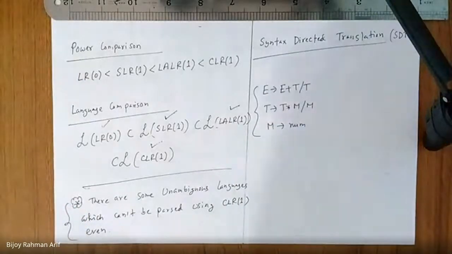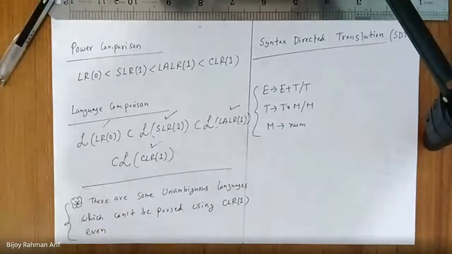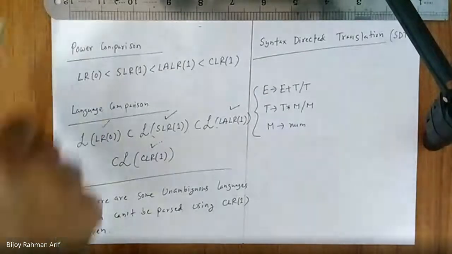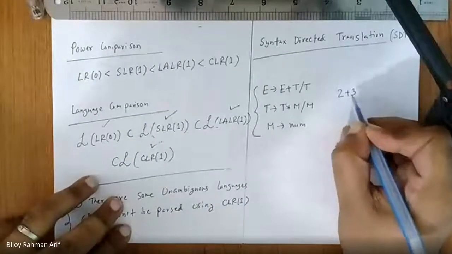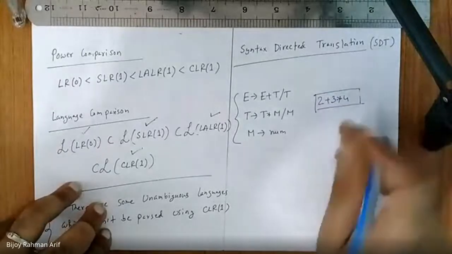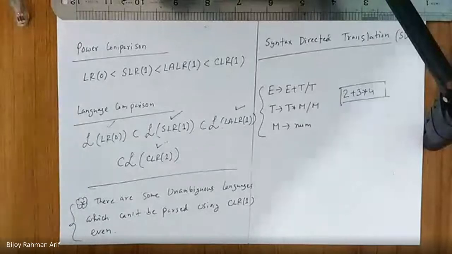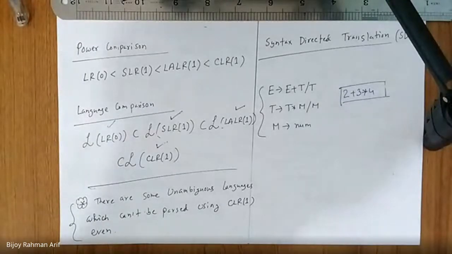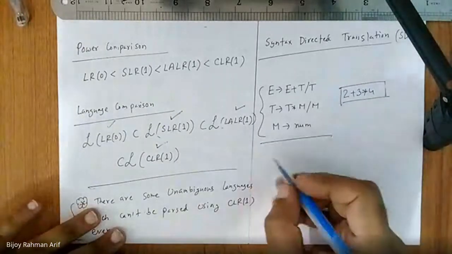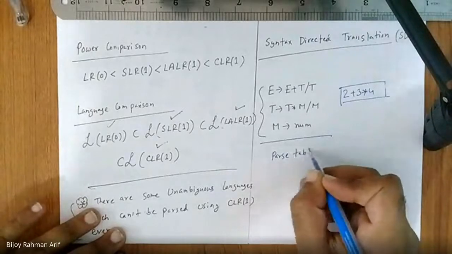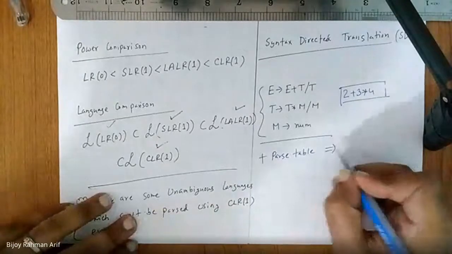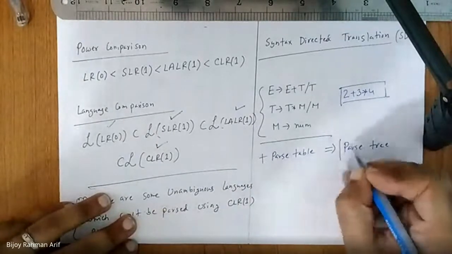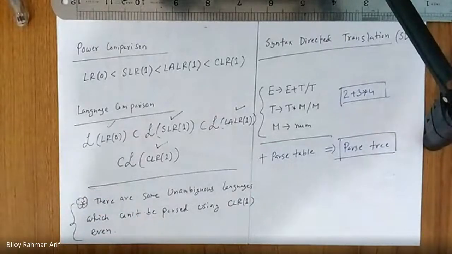What can it do? Let's say I have been given this calculation: 2 plus 3 star 4. Can it compute this? Yes, sir. How? If you have this grammar and the parse table, what can you generate? You can generate a parse tree. But using the parse tree, can you compute this? How can you compute? Tell me.